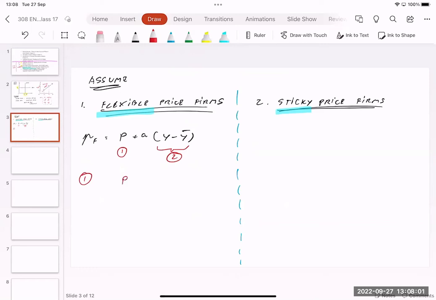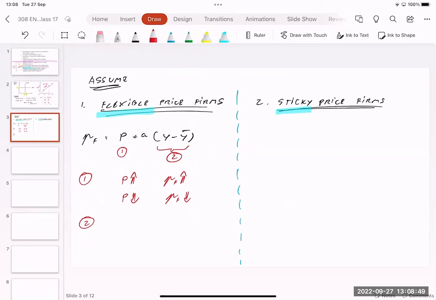If big P goes up, if everything in the economy becomes more expensive, the flexible price firms are going to increase their price too. On the other hand, if everything in the economy becomes cheaper, they're going to decrease their price in the same way. So you see a positive relationship between big P and small pf. This is the first reason why the price of any business goes up or down: it depends on the prices of most products in the economy.